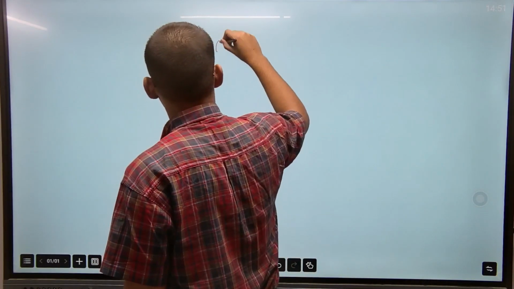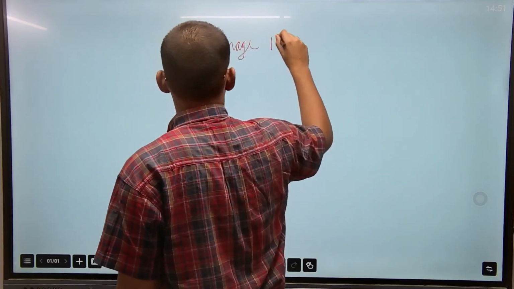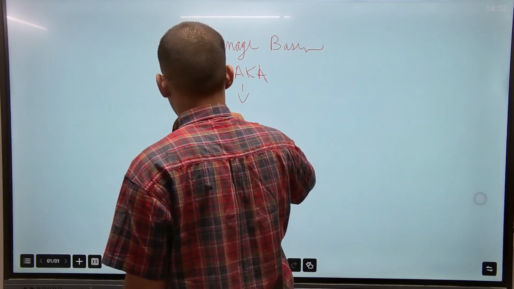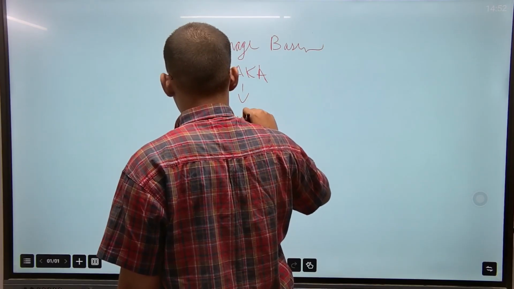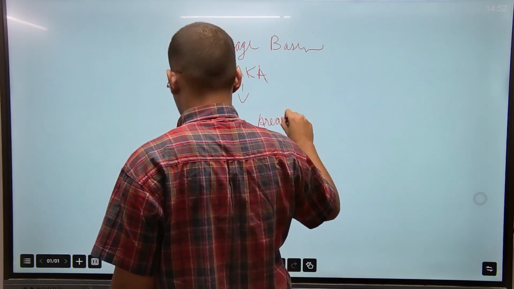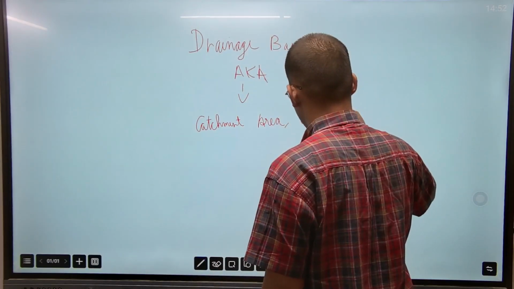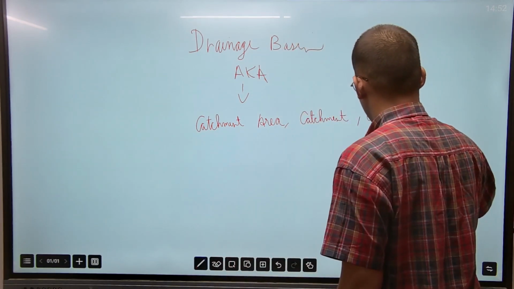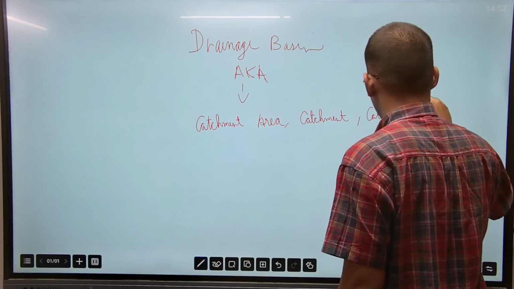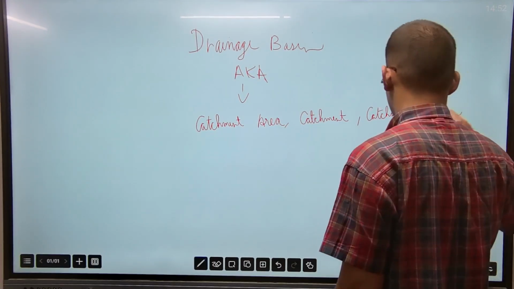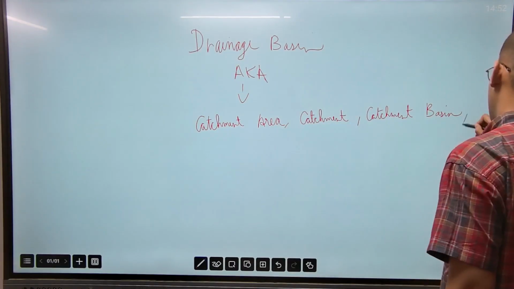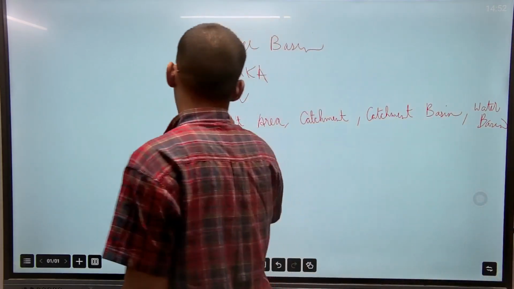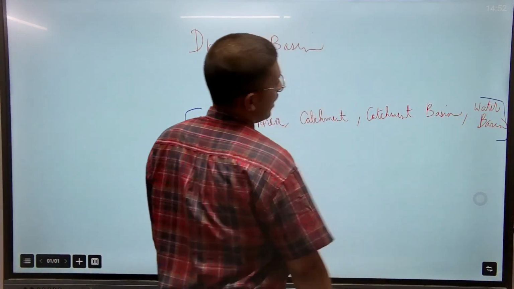Now, a drainage basin is also known as your catchment area, catchment basin, or water basin. All of this means the same thing. It's just your river and its tributaries.